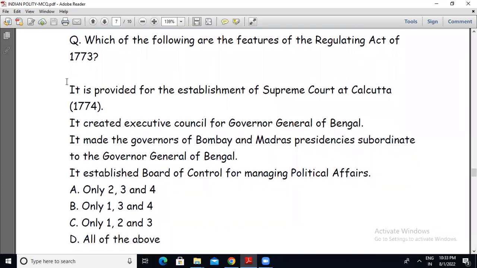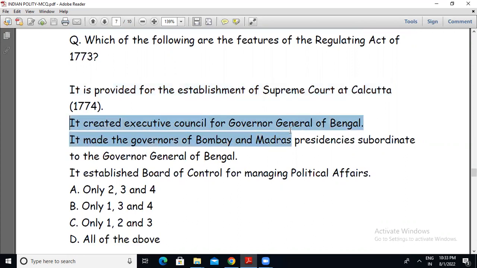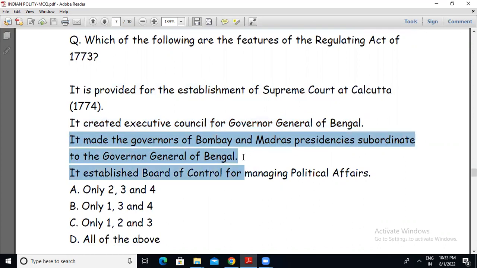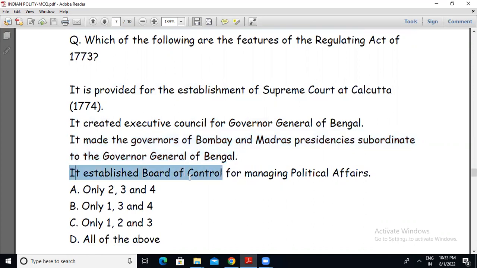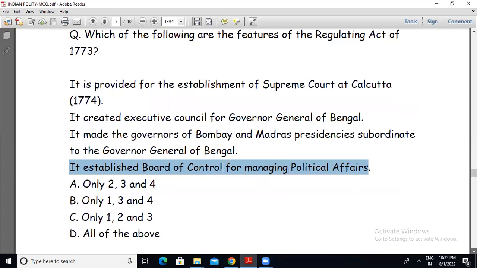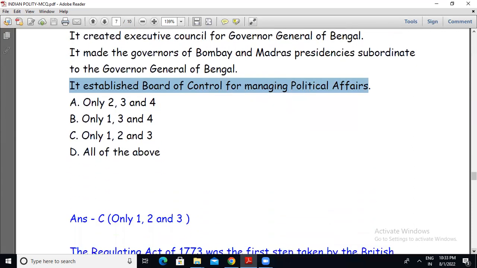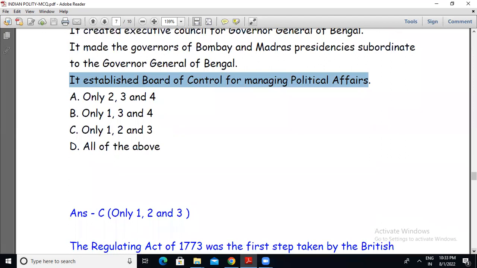Already we have covered this, right? It provided for the establishment of Supreme Court of India at Calcutta. You know that that is correct. It created Executive Council for Governor General of Bengal. It made governors of Bombay and Madras Presidency subordinate to the Governor General of Bengal. And it established Board of Control for managing political affairs. So go to the option, which one is correct?